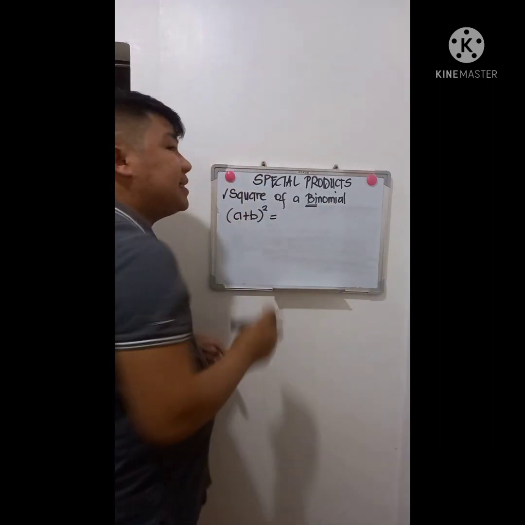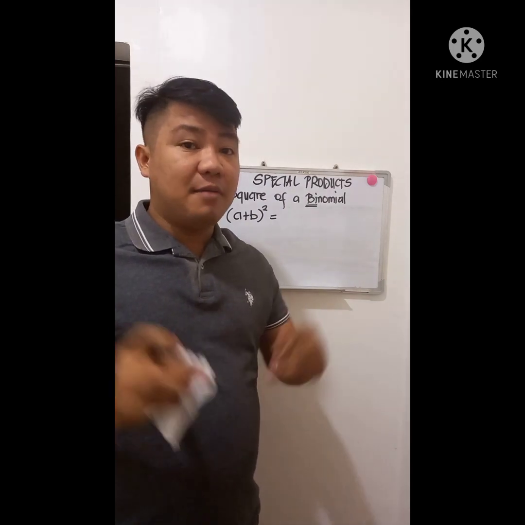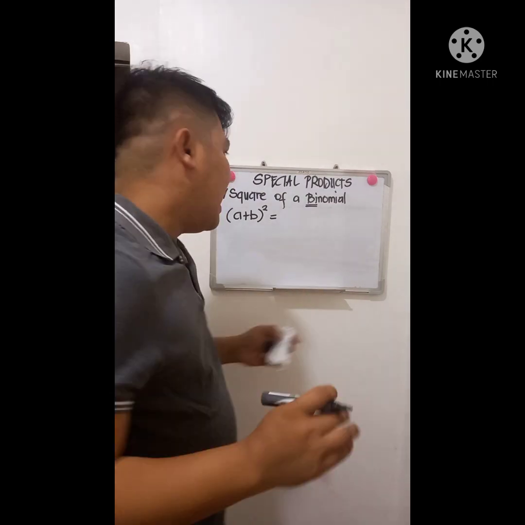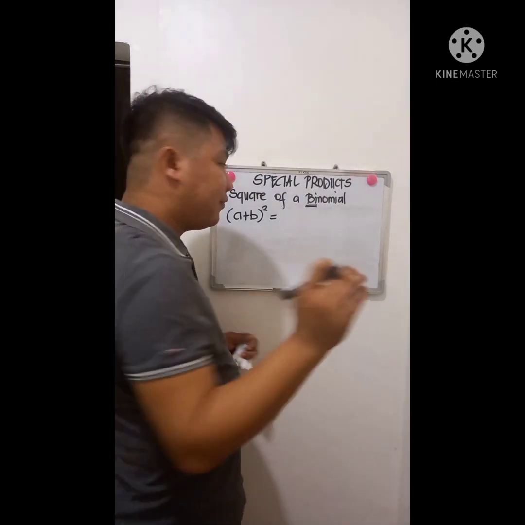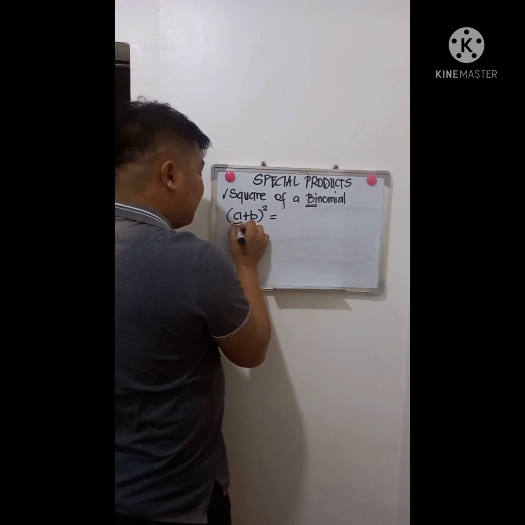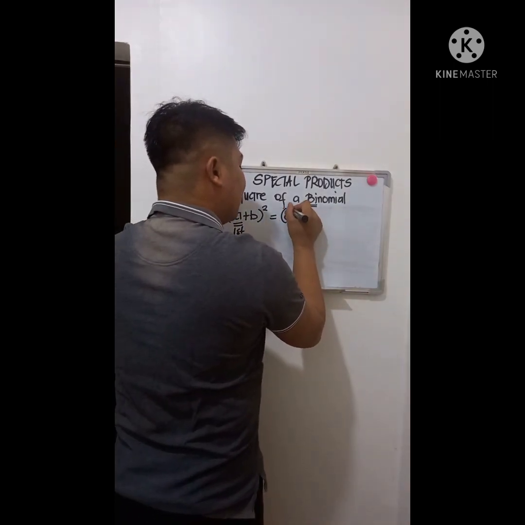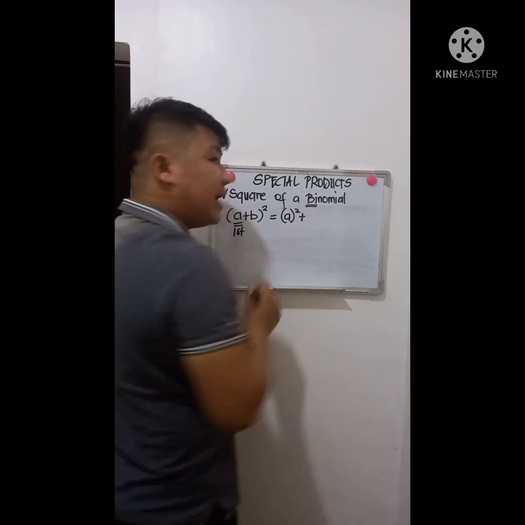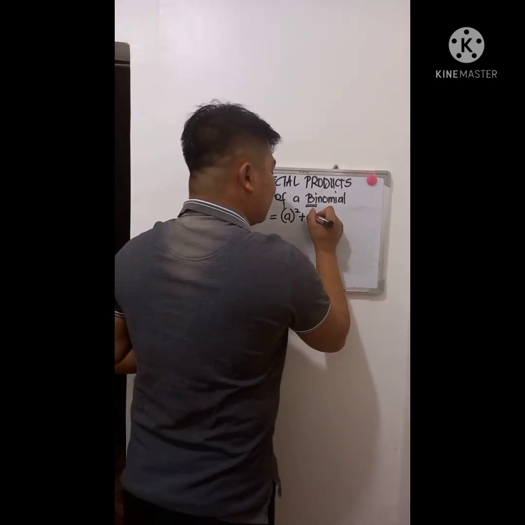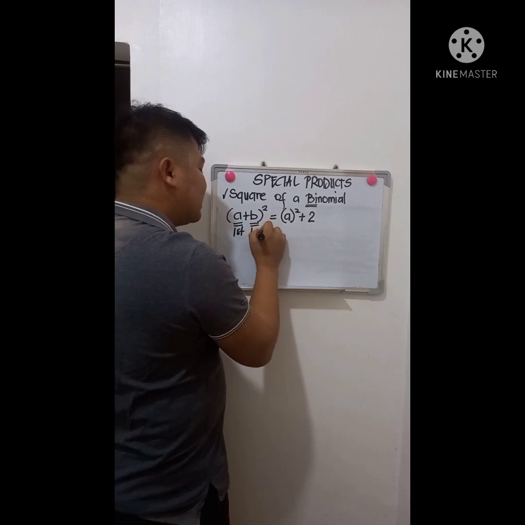So in getting the square of a binomial or the product of the square of a binomial, kamathings, tatlo ang ating dapat isaalang-alang na steps. Una, in getting the square of a binomial, first thing to do is you have to get the square of the first term. Ito yung first term natin. So you have to get the square of that. And then the second is you have to remember that the second term is twice the product of the first and the last term. So ito yung last term natin.